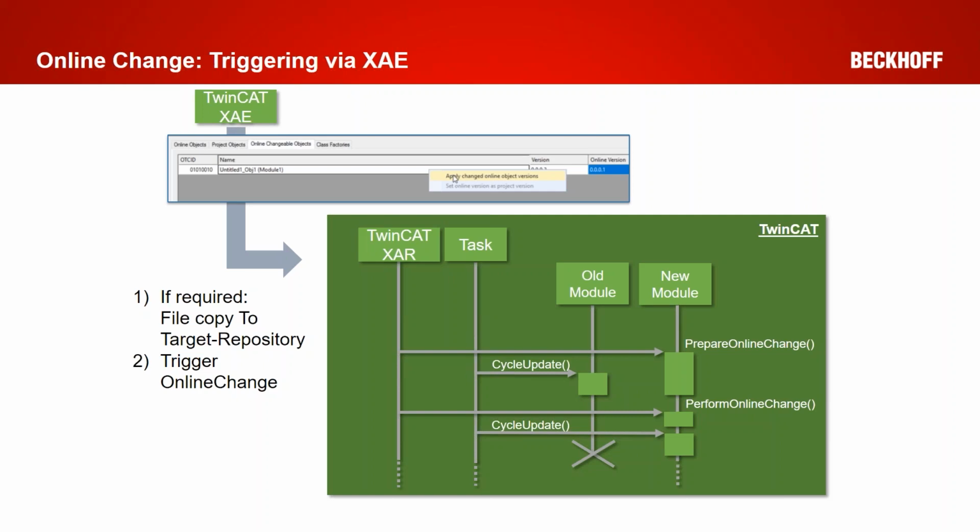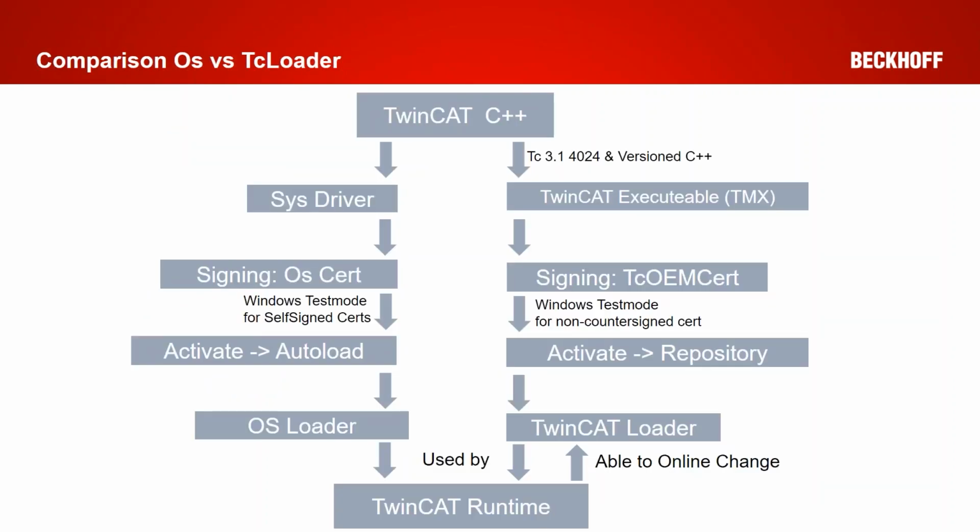Before that, of course, the file copy would have taken place, so your version needs to be sent from the engineering to the target system if it's not already there. Okay, which component is actually loading the code you're coding, the binary there? Well, in the driver projects of TwinCAT C++, this is the operating system. The build process produces a sys driver, and the sys driver is actually loaded by the operating system. TwinCAT then takes care about the runtime there.